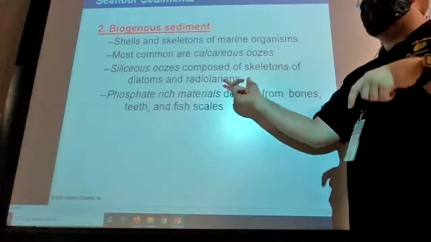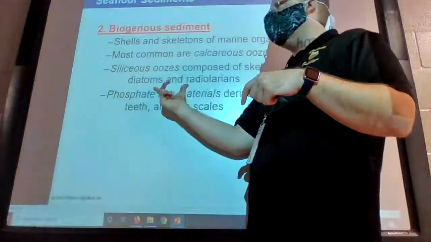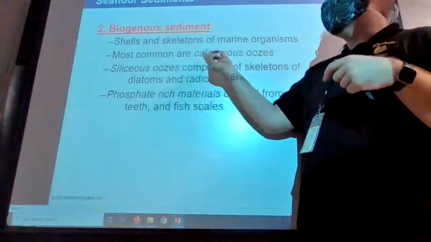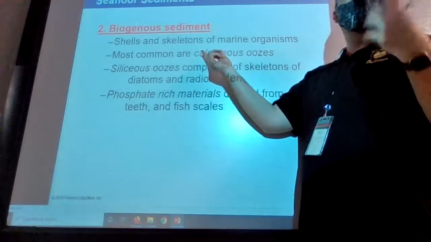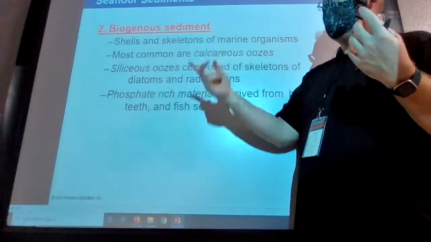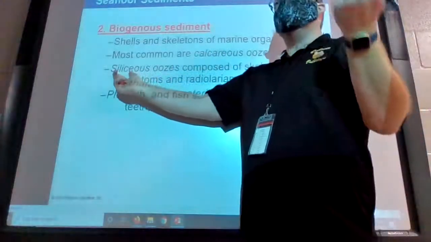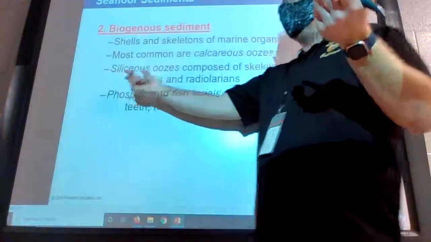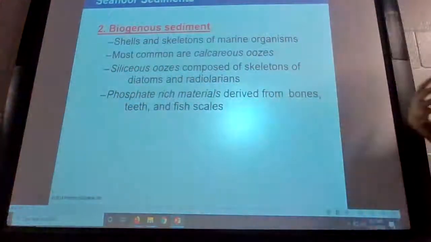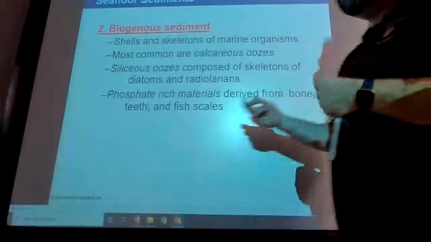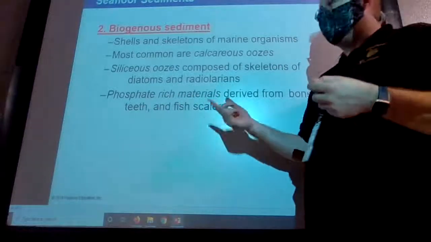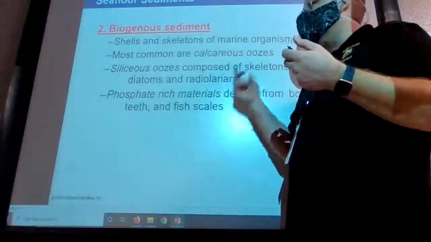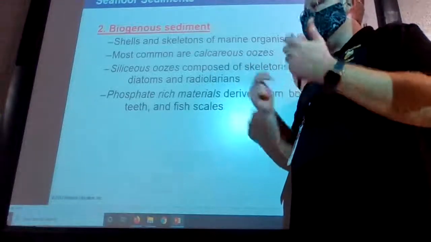These are a little bit different. These are still very microscopic, but instead of using calcite or a calcite-based mineral to build their skeletons, they use quartz-based minerals, so silicate-rich, to build their inner structures. And then you also have a phosphate-rich material derived from bones, teeth, and fish scales. Not quite as prevalent as the calcareous or the silicate, but it does happen.